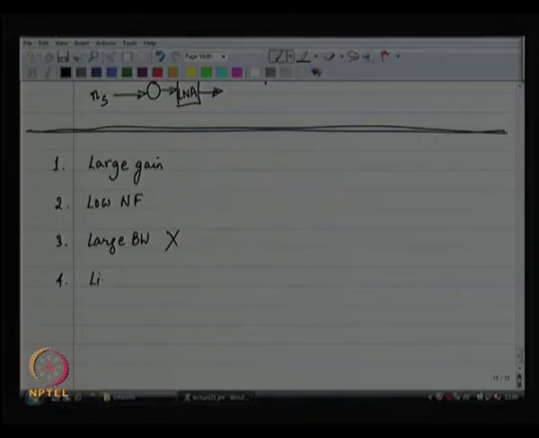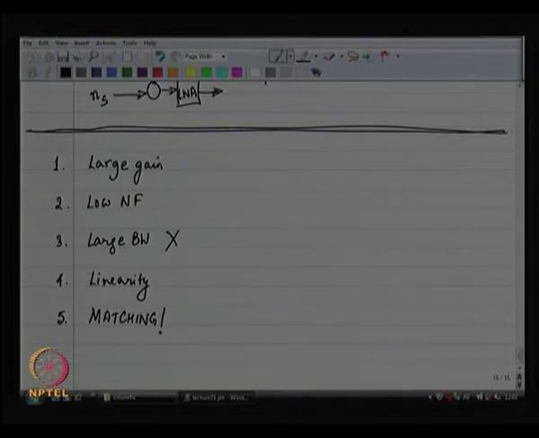Linearity is an issue. You do not want your low noise amplifier to introduce distortion in the signal. Okay. What else? Anything else that comes to your mind? Think about all the topics that we have studied in this so far. Matching, right?